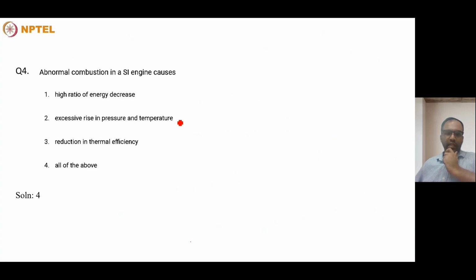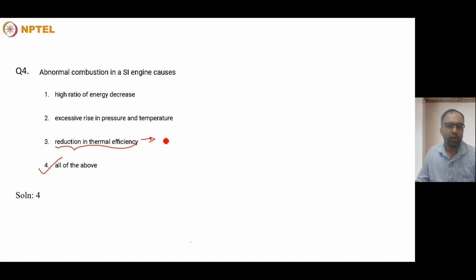Abnormal combustion in an SI engine causes: a high rate of energy decrease, excessive rise in pressure and temperature, reduction in thermal efficiency, or all of the above. The answer is all of the above. The efficiency of the engine goes down because the compression ratio has to be reduced in order to limit the temperature and pressure of the gas.